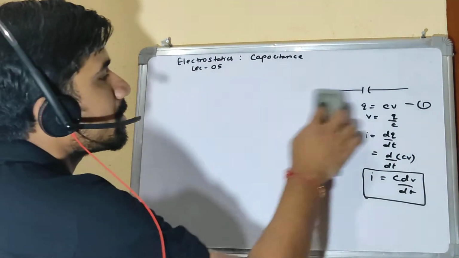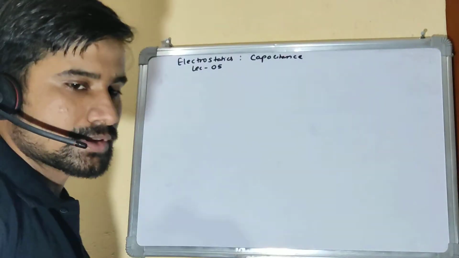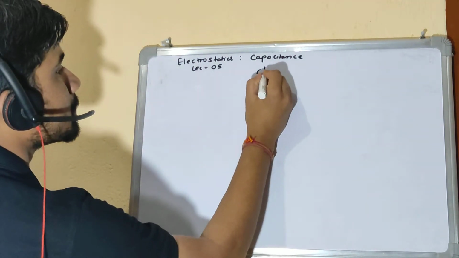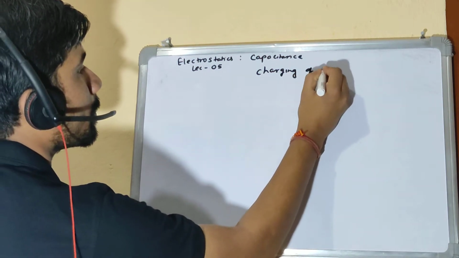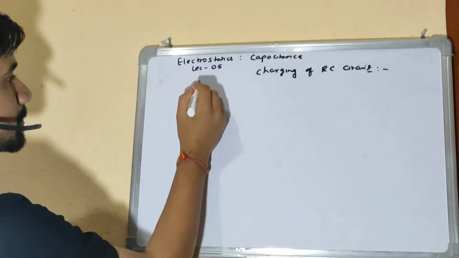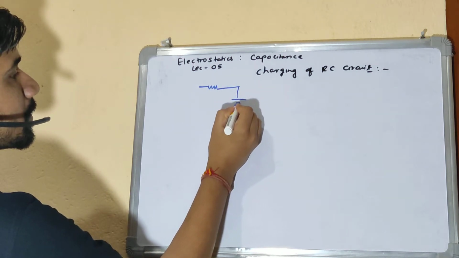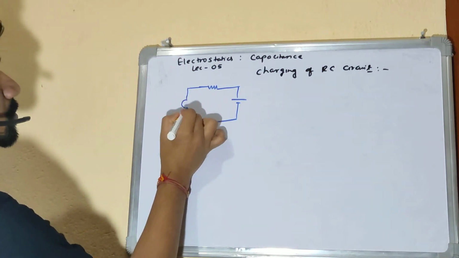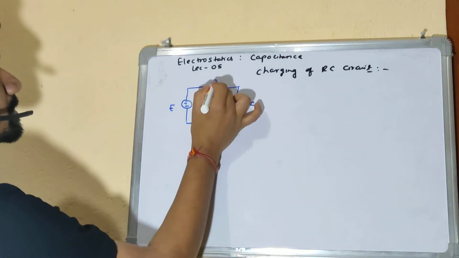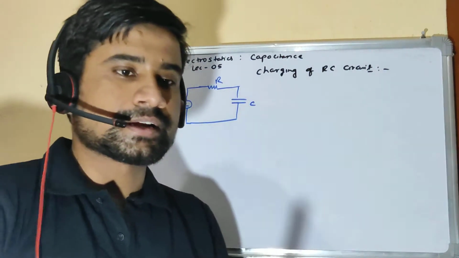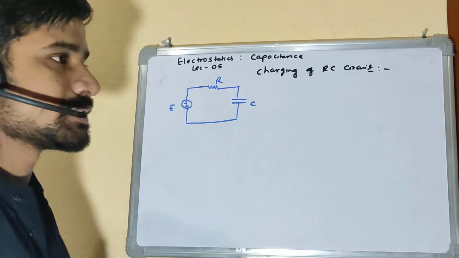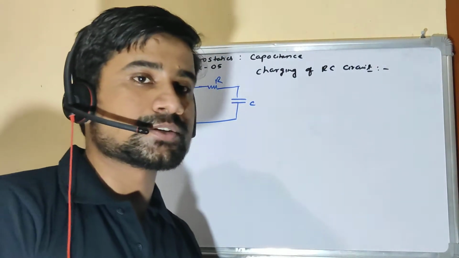Okay, so we were talking about charging of an RC circuit. We took one RC circuit and connected it with a DC source of potential, let's say E. This is a capacitor of capacitance C, and this is a resistor of resistance R. Now we need to understand in what manner this voltage source is charging this capacitor, and how much time it takes to charge, and things like that.